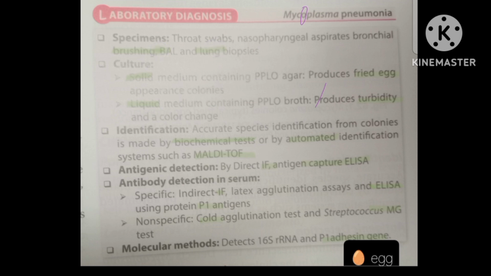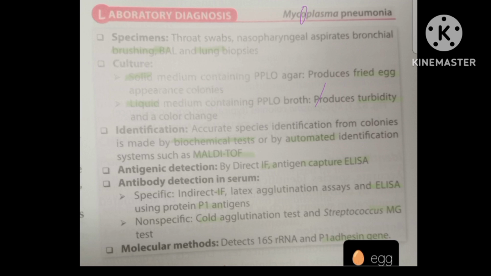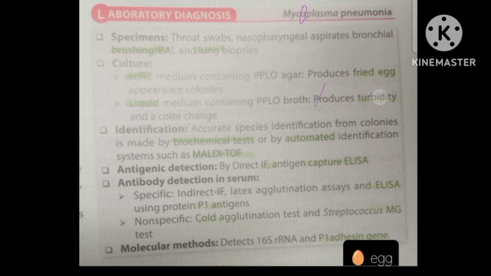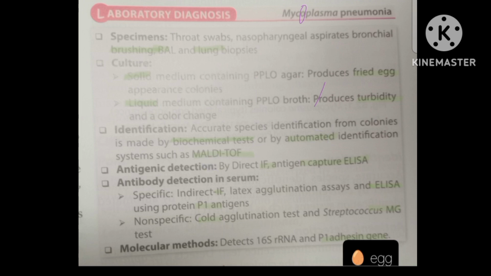Now the second heading, which is culture, there are two things, solid medium and liquid medium. Solid medium will have PPLO agar and the liquid medium will have PPLO broth, as you may have studied in theory. In solid medium, it will show fried egg appearance. In liquid medium, it will show turbidity. In identification, accurate species identification will be done by biochemical test or by automated. In automated, you know you have MALDI-TOF.